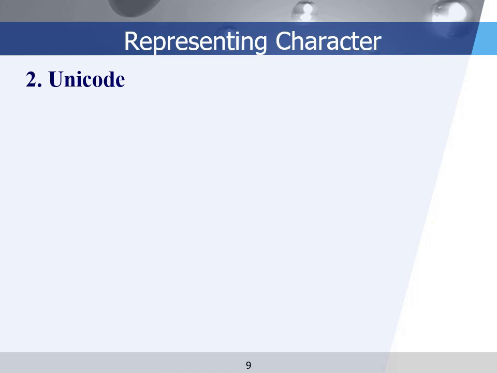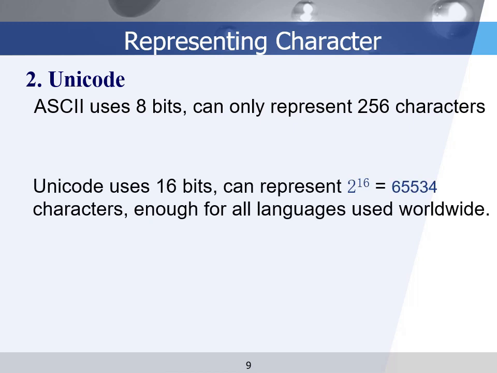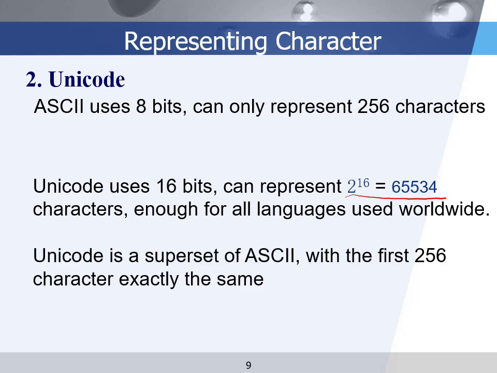Another type of coding standard is called Unicode, because ASCII code uses 8 bits, so it can only represent 256 characters. Of course, it's not enough. So we are going to use 16 bits. If we use 16 bits, we can represent this number of characters. So this will be enough for all languages used worldwide. And Unicode is a superset of ASCII code, meaning that the first 256 characters in the Unicode are exactly the same as the characters in the ASCII code.